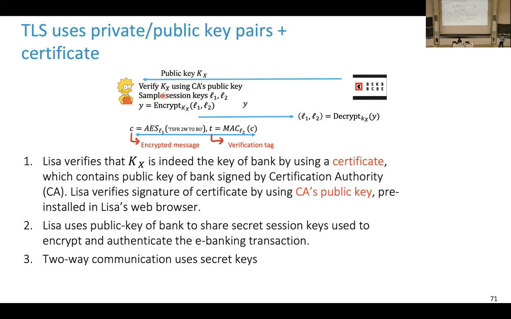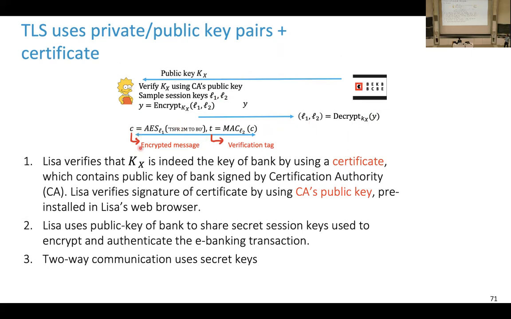When you have done this checking, Lisa will create two session keys, one for encryption, L1, and one for authentication, L2. And she will use the public key of the bank to encrypt these two values. And this gives a number Y that she sends to the bank. Then, as the bank is the only one to have the private key associated to this public key, it is able to decrypt Y and to recover the session keys L1 and L2. And L1 and L2 will now be used to establish a symmetric communication between Lisa and the bank.